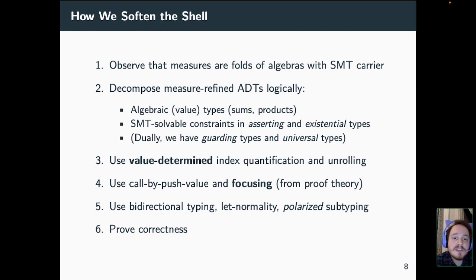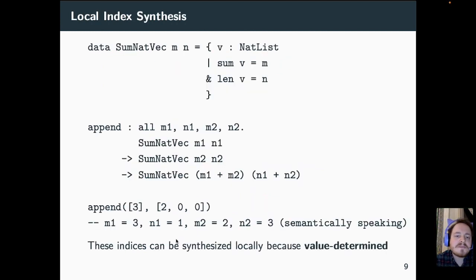First, we observe that measures are folds of algebras with SMT index sort carrier. Second, we decompose measure-refined algebraic data types logically in terms of algebraic value types, that is, sums and products, as well as SMT-solvable constraints expressed in asserting and existential types. And dually, we have guarding types and universal types. Third, we use value-determined index quantification as well as an unrolling judgment. Fourth, we use call-by-push-value and the proof-theoretic technique of focusing. Fifth, we use bidirectional typing, let-normality, and polarized subtyping. And by combining all these things, we can prove correctness.